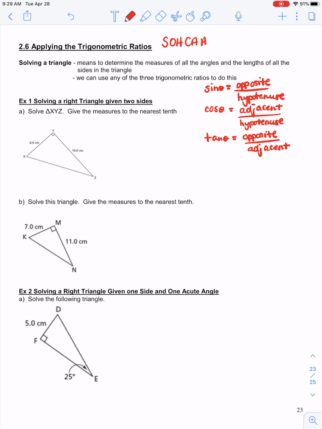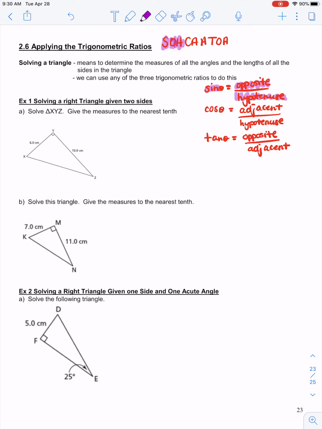CAH, C is for cos, A is for adjacent, H is for hypotenuse, and TOA, T is for tan, O is for opposite, A is for adjacent. Just to go through those again, S stands for sine, O stands for opposite, and H stands for hypotenuse.